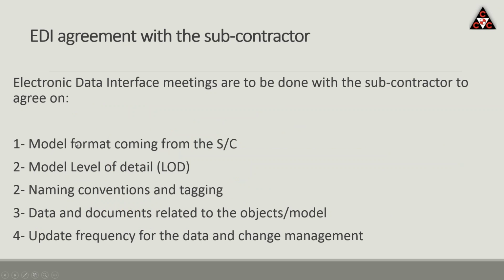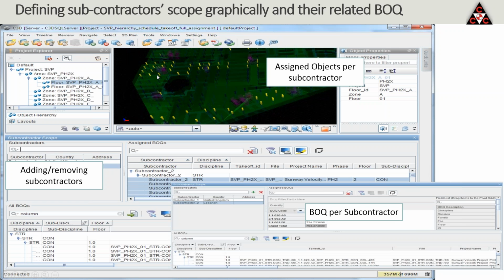Especially the electronic data, we need to tell them when we are going to give them, for example, the structural model so that they can load the electrical shop drawing design, the level of detail, which is the object level, naming conventions and tagging, data and document related to the object model, update frequency, when do we want them to update, and how we resolve clashes, for example. We have a procedure if we find a clash, how we resolve it. So then from taking the objects and the BOQs that the subcontractor is responsible for, we can show graphically the scope of that. I know it looks very complex, but it's very simple.